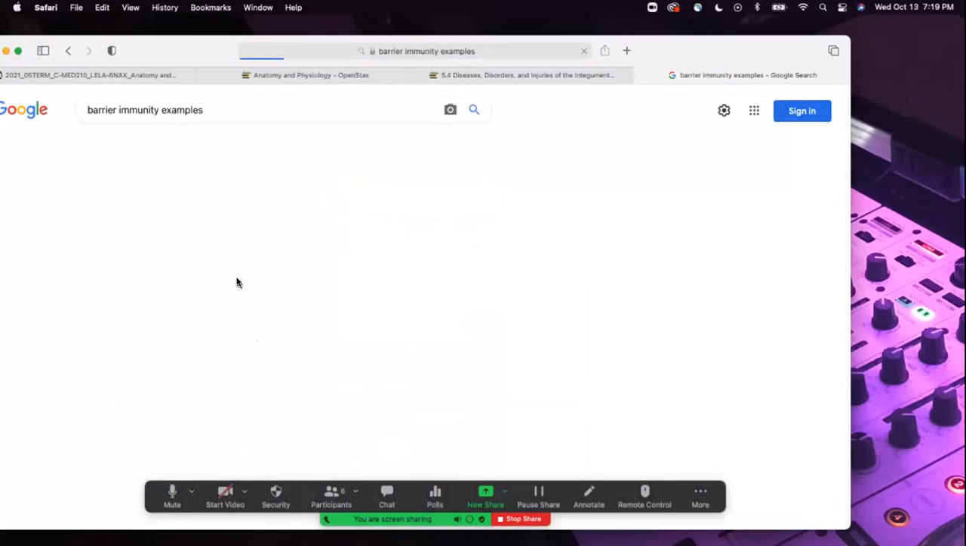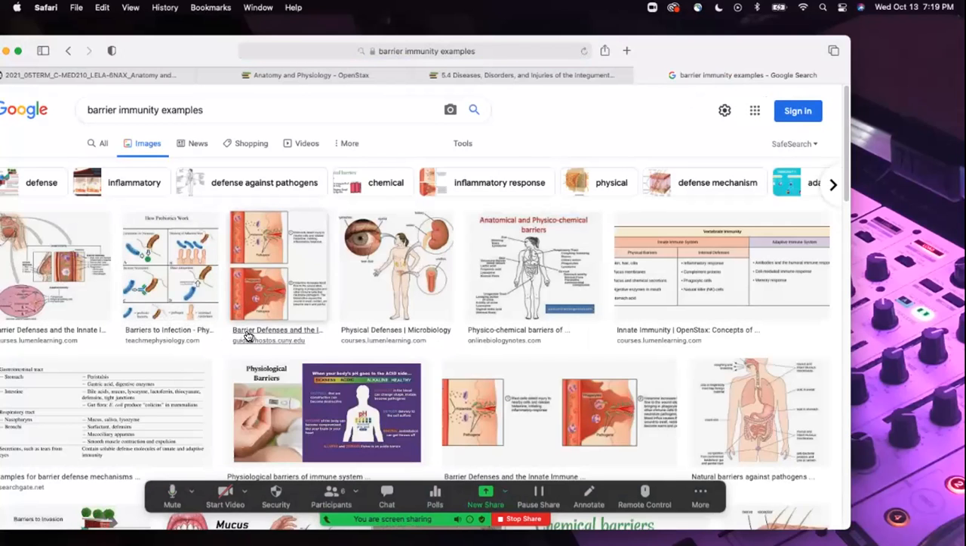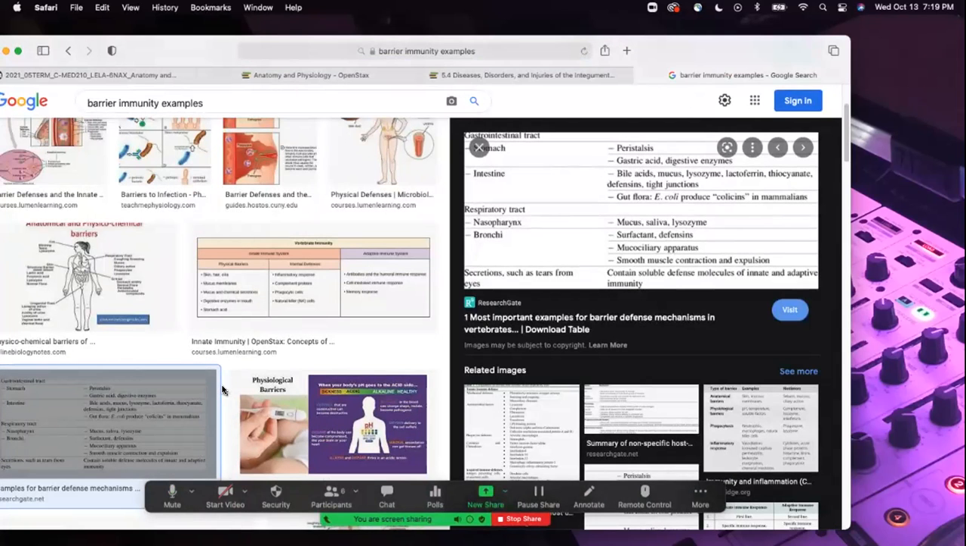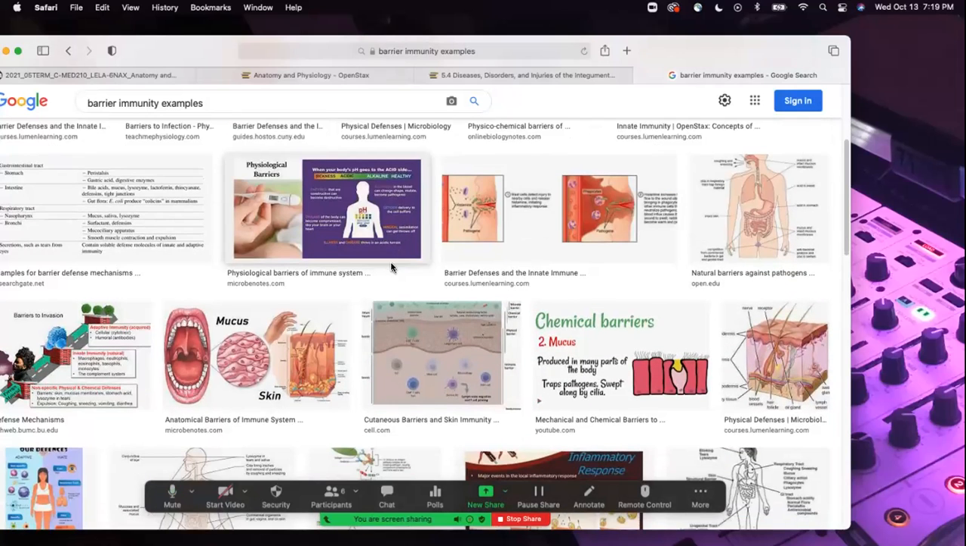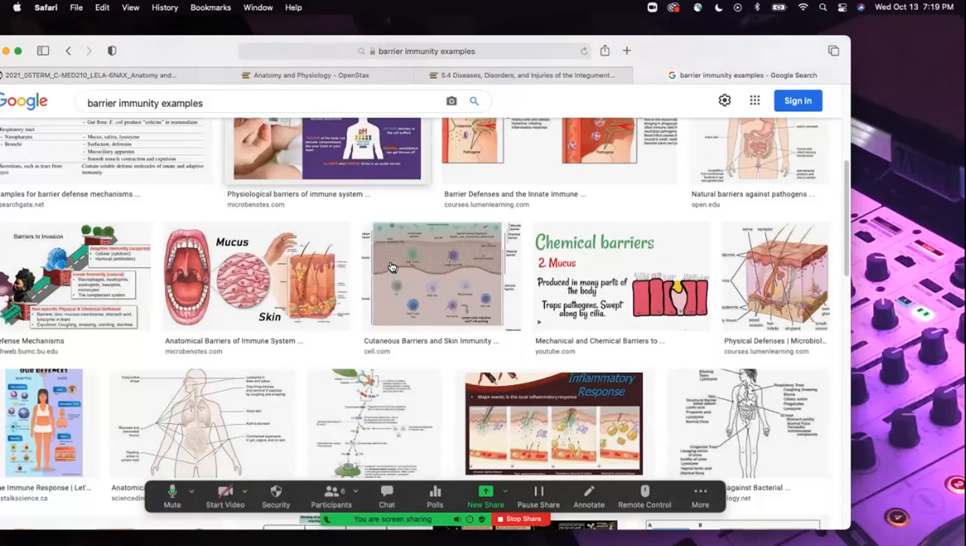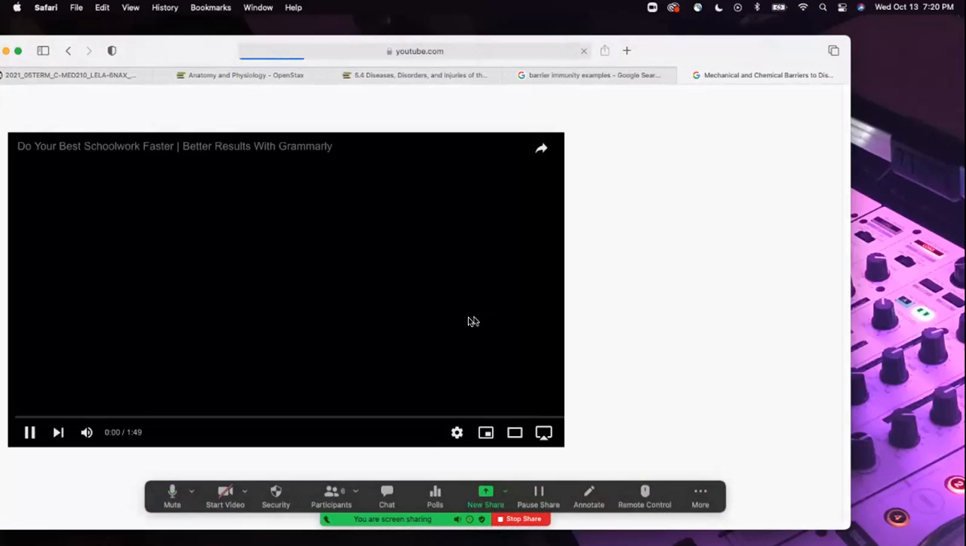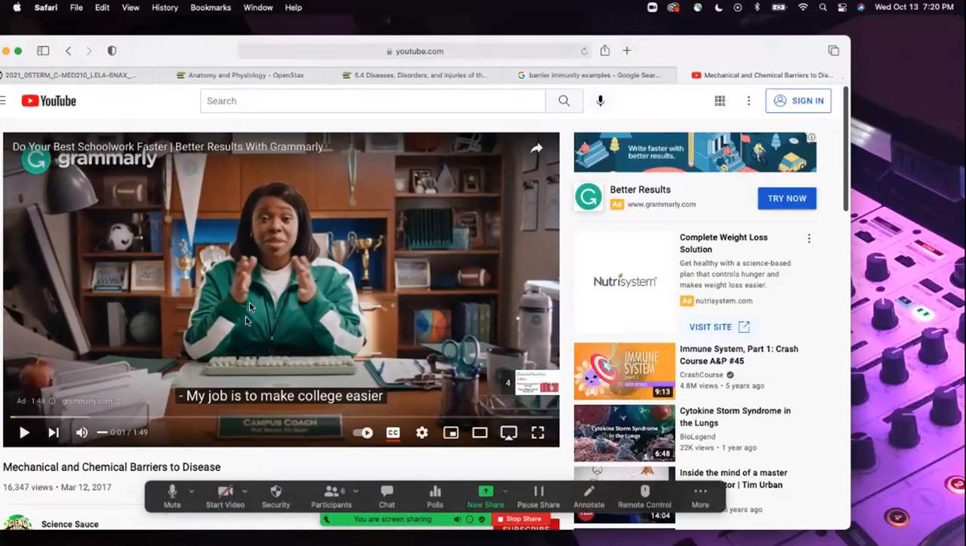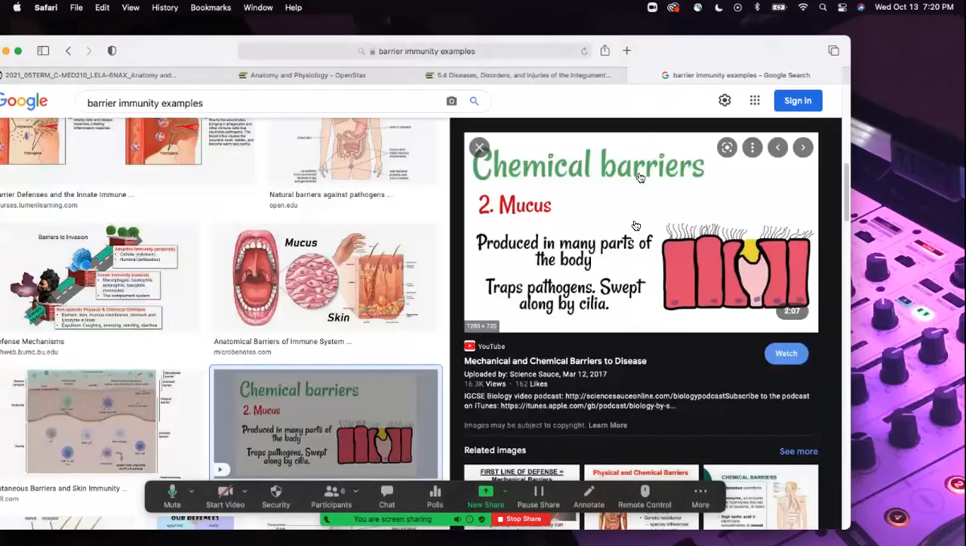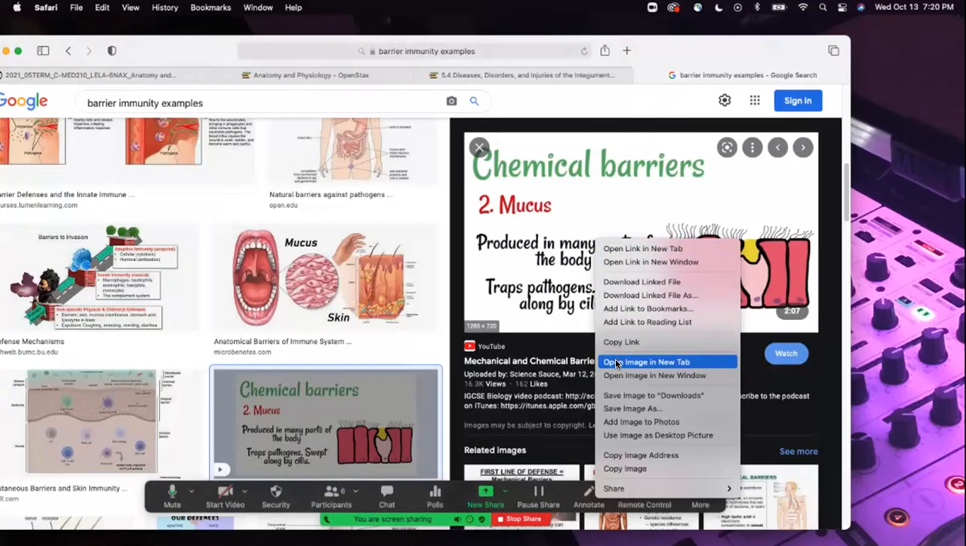Let's see if they have... Well, here's an example. What's the best way to do this? Here's an example. Let's go back. Let's look at this pic.